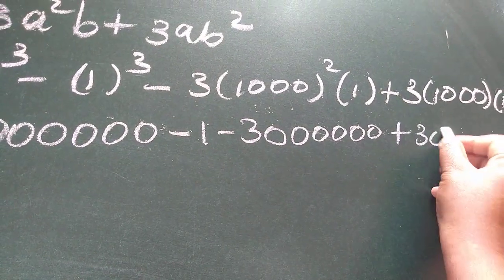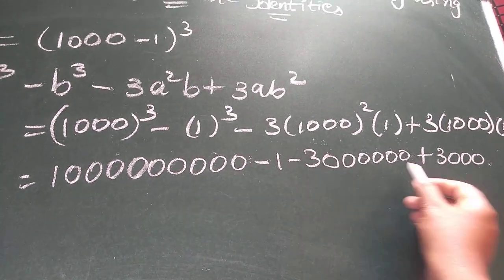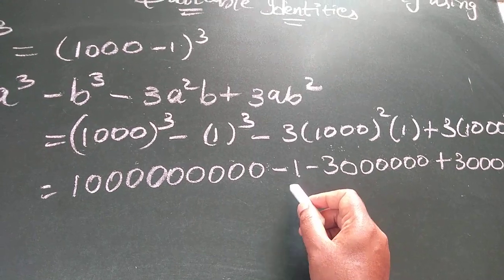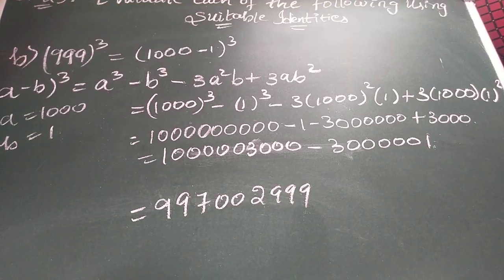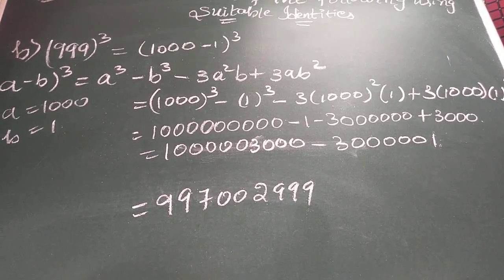Hence I should write again 3000. On addition of these two numbers and subtraction of these two numbers from the solution, we will get the answer. So here is the solution, children. Kindly take a screenshot and copy in your notes.